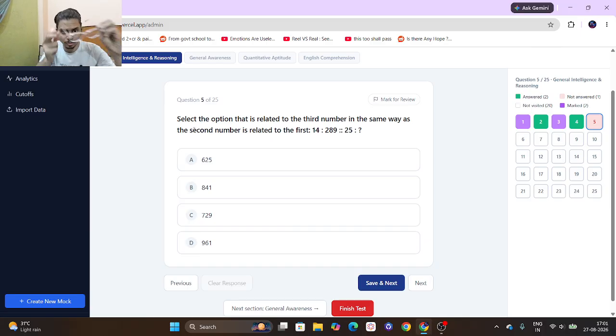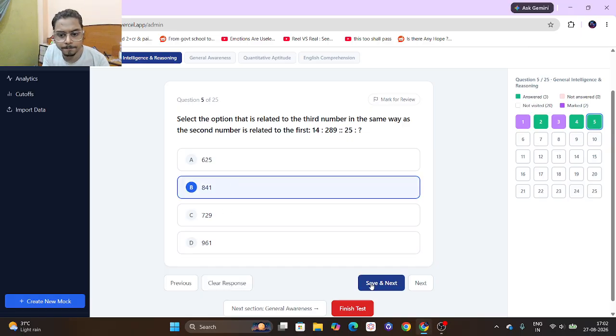This is hard. Select the option that is related to the third number in the same way as the second number is related to the first number. 14 plus 3 whole square is 17 square, that is 289. 29 plus 3 is 28, 28 squared is 784, which is not there. 1 square plus 4 square is equal to 17, and 17 whole square is 289. 2 square plus 5 square is 4 plus 25 equals 29, 29 whole square is 841. Next.